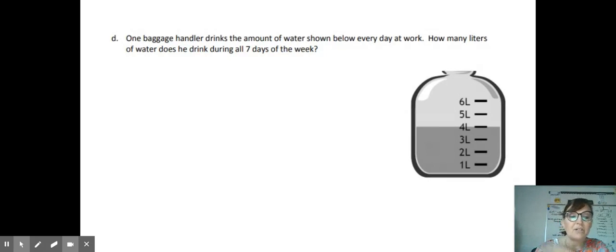Last one. Pat yourself on the back. One baggage handler drinks the amount of water shown below every day at work. How many liters of water does he drink during all 7 days of the week? You could use your Red One Ready to make a tape diagram. If he drinks this amount of water on one day, how much water would he drink for 7 days?